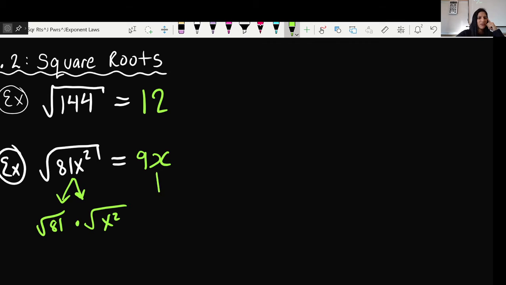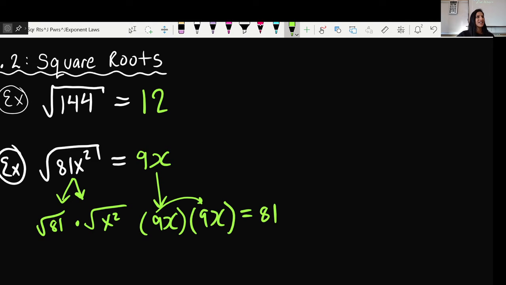Let's look at how we would get to 81x squared. What's the opposite of square rooting something? Squaring it. So let's square 9x, meaning let's do 9x times 9x. What do we get when we do that? What would be 9 times 9? 81. And what's x times x? x squared. So that's how you could double check: did I do this right? If you did this right, then you should be able to do the opposite operation to check if what you did was correct.